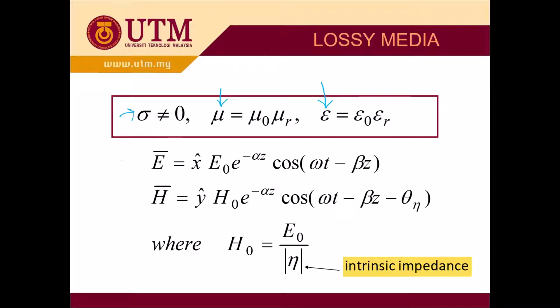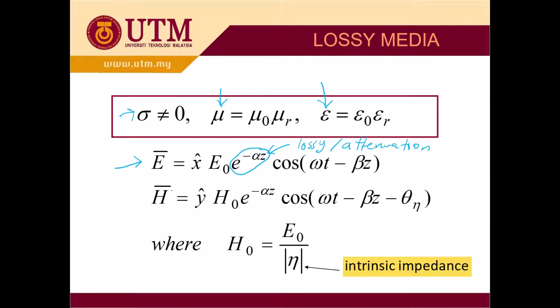This is the general equation of the electric field. E equals, in the direction of x, E naught e to the power negative alpha z, cos of omega t minus beta z. We already see this expression except for the component e to the power negative alpha z. Basically, this component represents the loss, or attenuation.